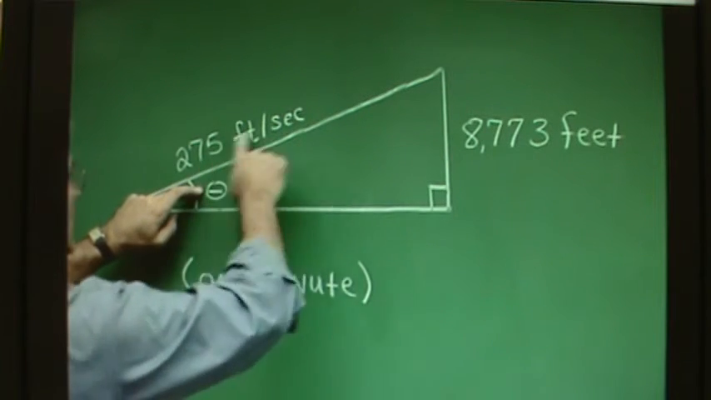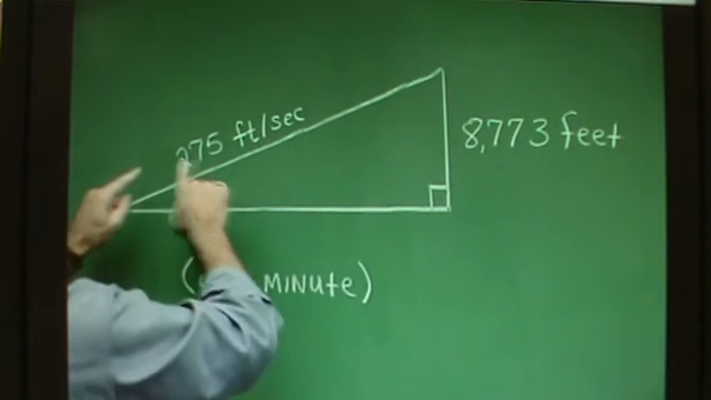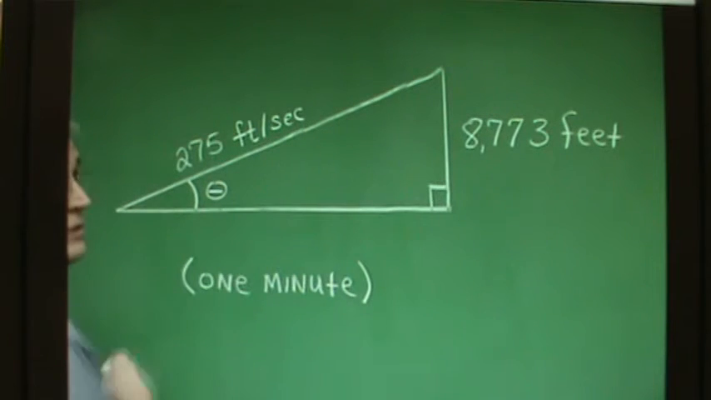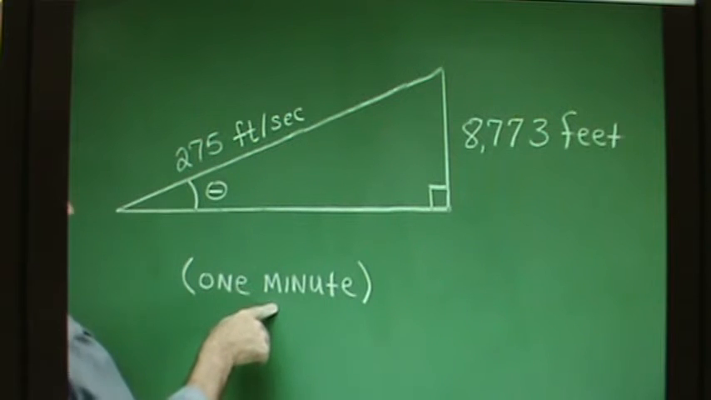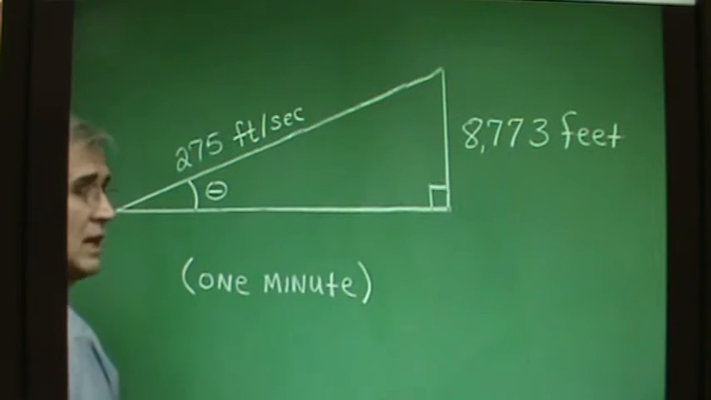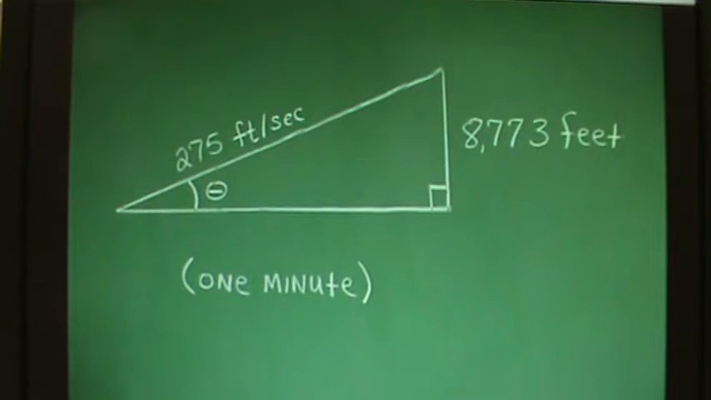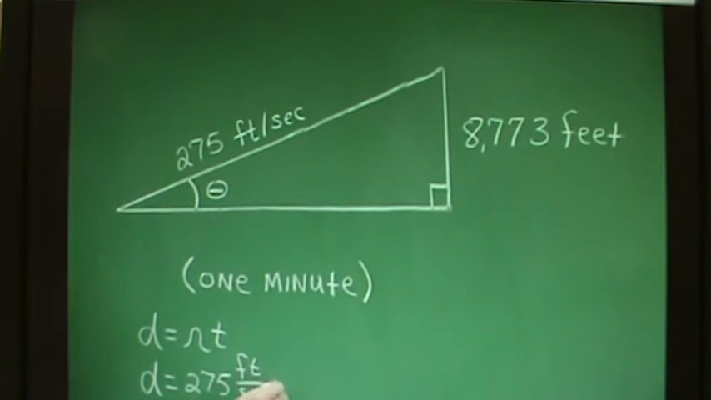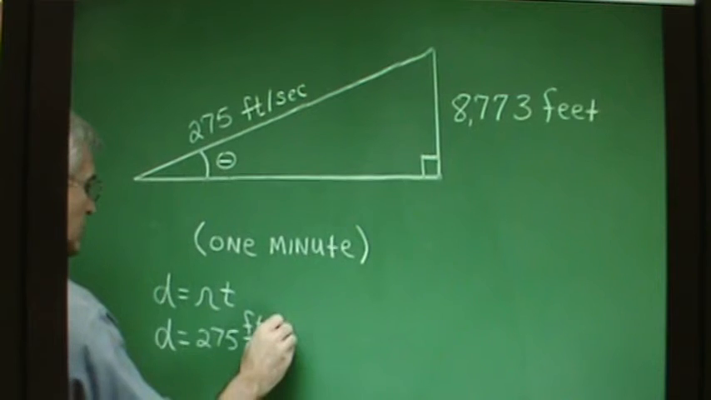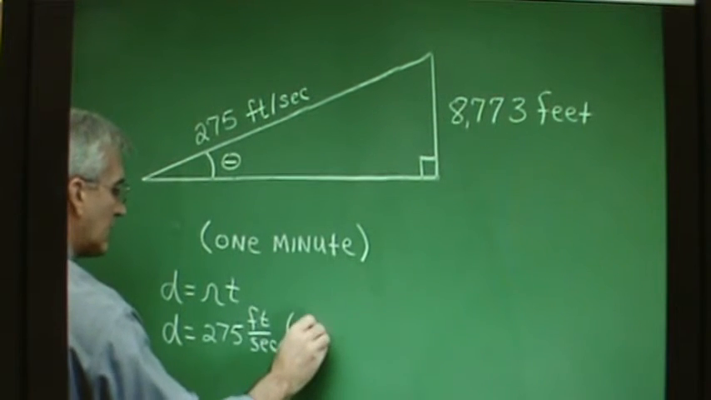However, we don't have the length of this side. We have a speed associated with the length of this side, though. That jet is traveling at this rate of speed for 1 minute to give us the length of this side. So let's make the calculation for that distance. Now we know that distance is rate times time. And the distance then is a rate of 275 feet per second times 1 minute, which is a time of 60 seconds.